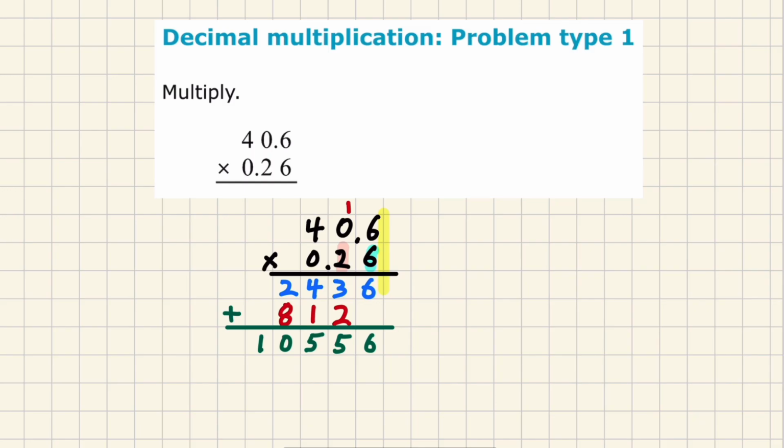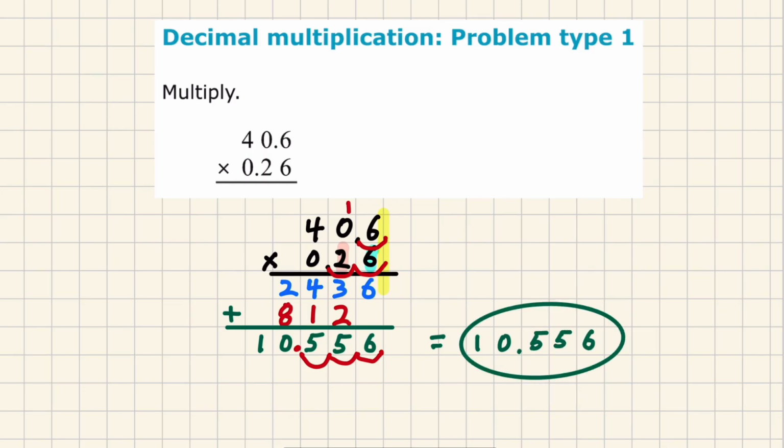And our last step when multiplying by decimals is to count the total number of decimal places to the right for the numbers that we were multiplying. So here's 1, 2, 3 total decimal places. So this decimal needs to be moved 3 places, 1, 2, 3 to the left, giving us 10.556. This is the solution for this multiplication.